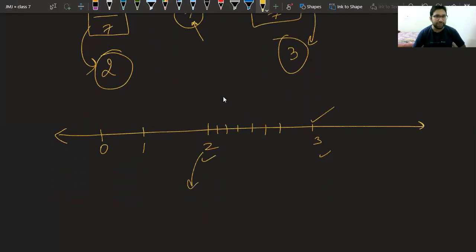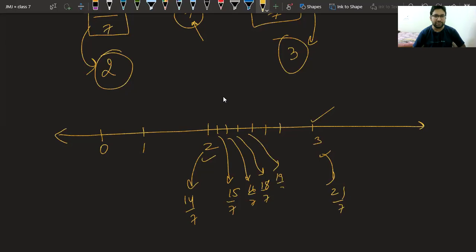Now this 2 can be written as 14 by 7. This 3 can be written as 21 by 7. This next will become 15 by 7. This will become 16 by 7, 18 by 7, 19 by 7, 20 by 7. Okay, this is wrong. 20 is okay, na? This will not come. These are okay.